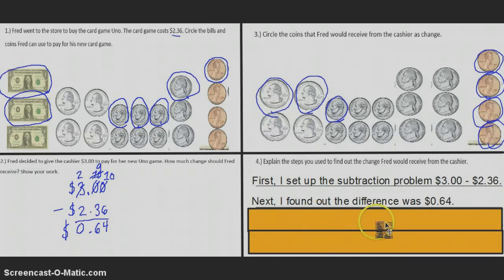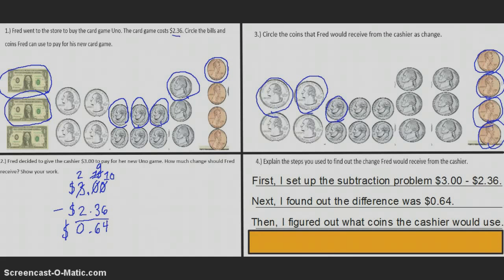For my next sentence, I'm going to start it off with a sentence starter next. Next, I found out the difference was 64 cents, and that's also shown in part 2 of the word problem. For the next sentence, I'm going to use the sentence starter then. Then I figured out what coins the cashier would use, and that's shown in step 3.